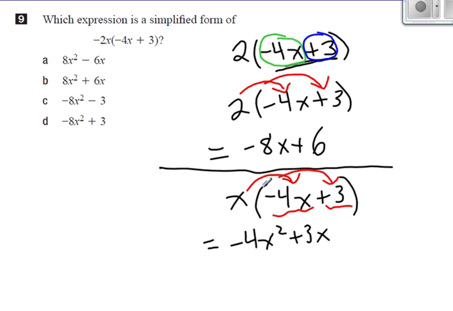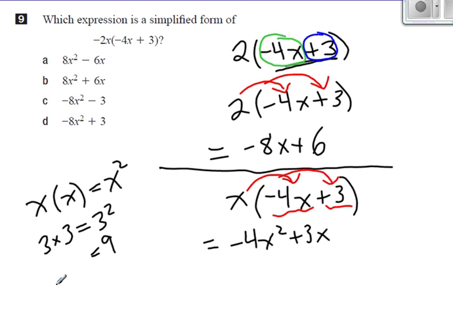Now, make sure you're comfortable with the fact that x times x is x squared. That's such an important concept in math. You know that, for example, 3 times 3 is 3 squared, which is called 9. And 4 times 4 is 4 squared, which we know is 16. Well, x times x is just x squared. Okay, so that's what I did here. When I did x times negative 4x, I ended up with negative 4x squared.